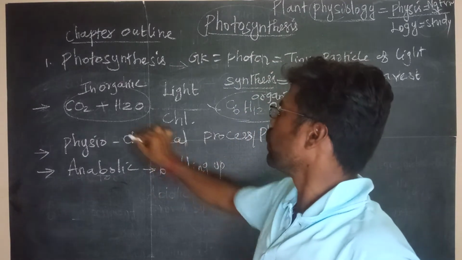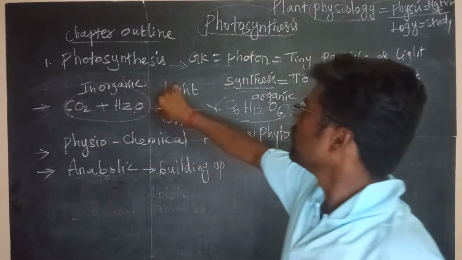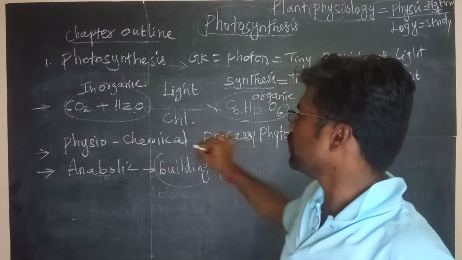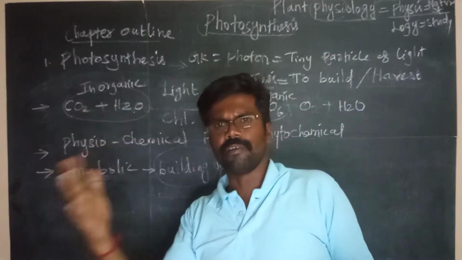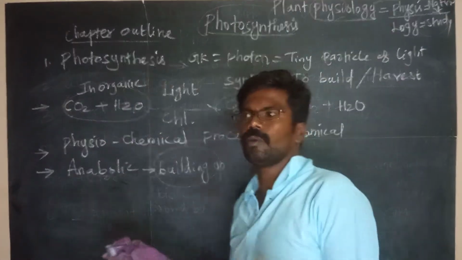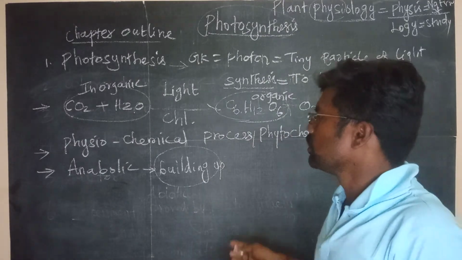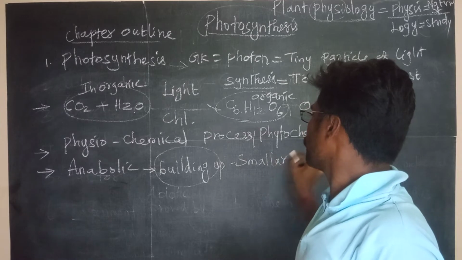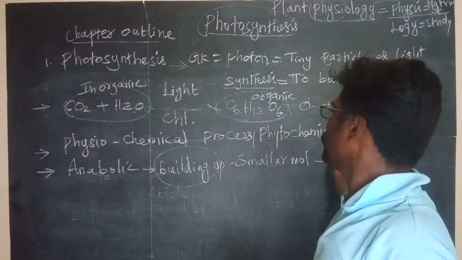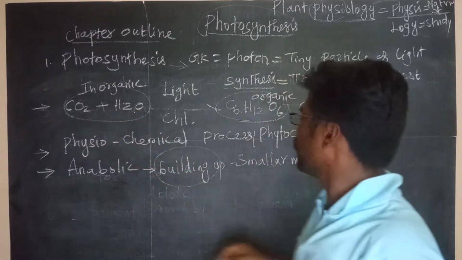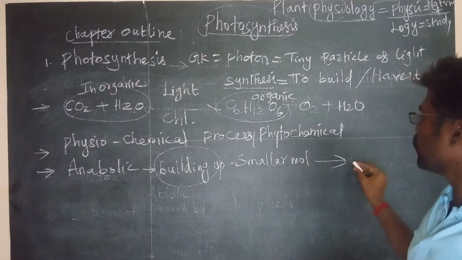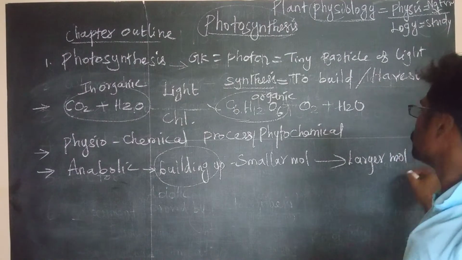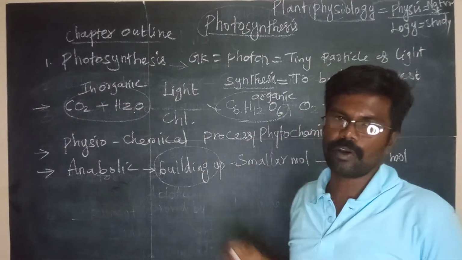All the smaller molecules are converted into larger molecules. This is why we call it a build-up process. Do you know that a wall is made of many bricks? That's why the smaller molecules, carbon dioxide and water, are converted into larger molecules, carbohydrate. This process is called an anabolic process.